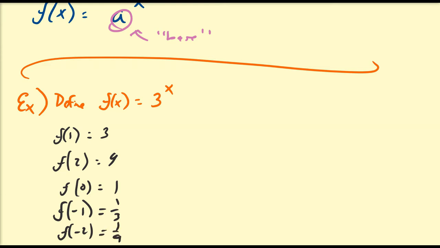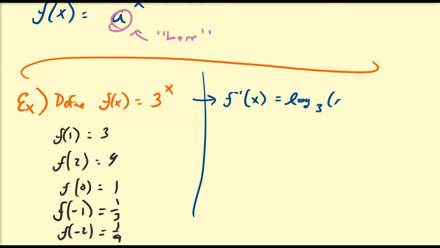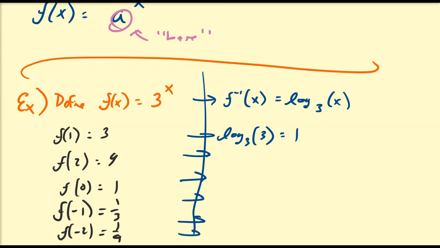So if f of x is equal to 3 to the x, of course it has an inverse. So this means that the inverse of this function is going to be log base 3 of x. So now we're just going to reverse the domain and range. So this means all of these is going to imply that the log base 3 of 3 is equal to 1.